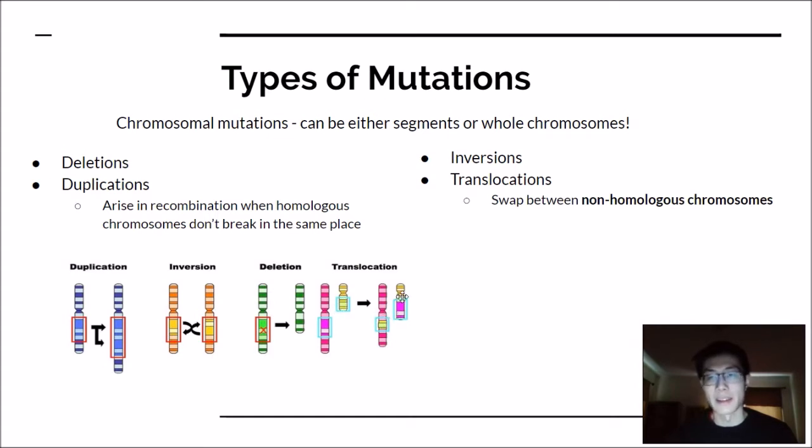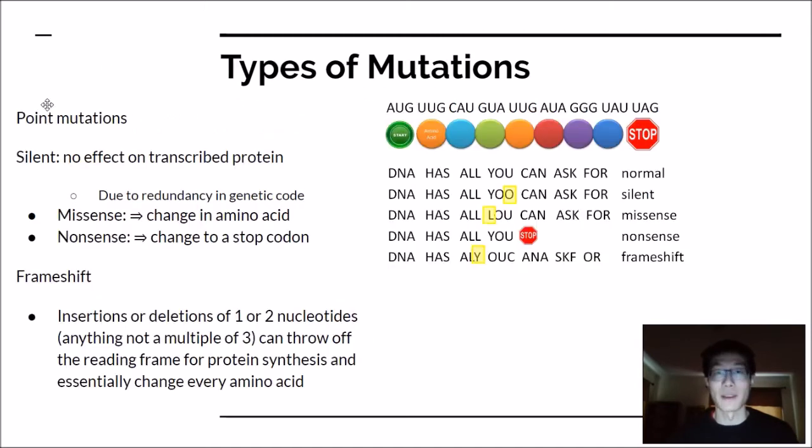And this can basically create novel pathways and novel chromosomes, which can be very detrimental, or it can also be somewhat beneficial in rare instances. So think about the different types of chromosomal mutations as well as the different types of point mutations. So that's something definitely good to keep in mind.